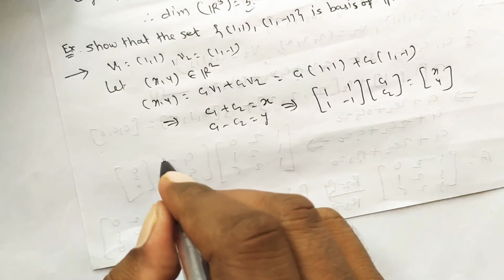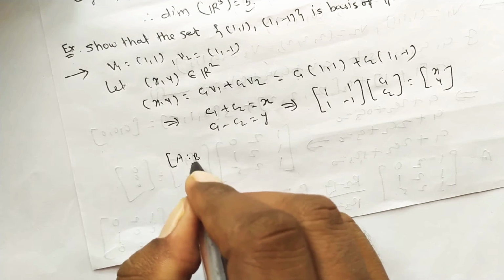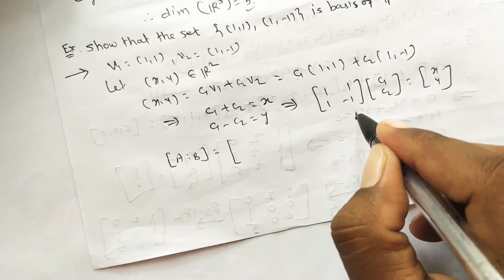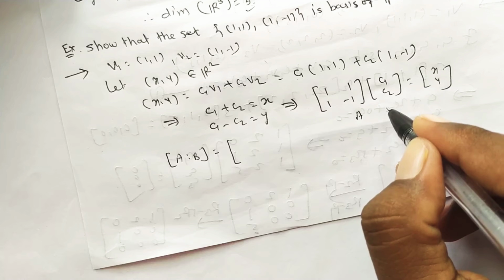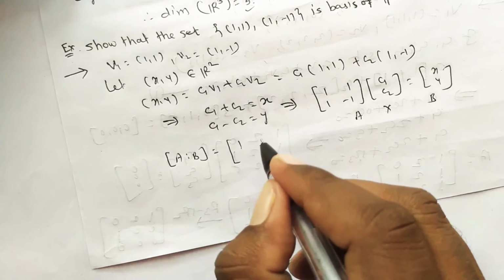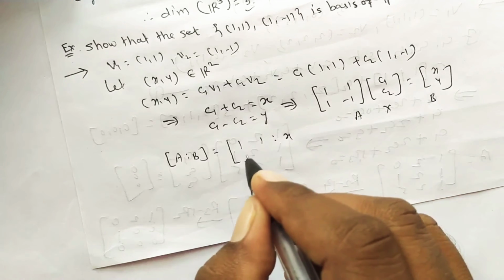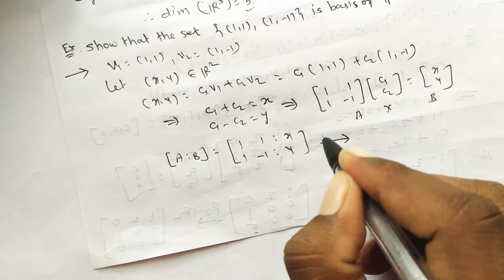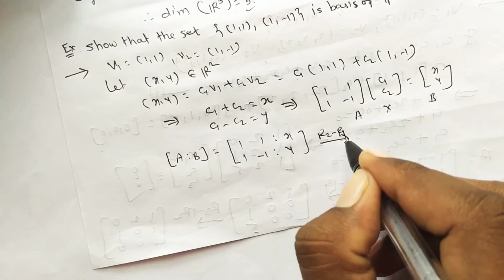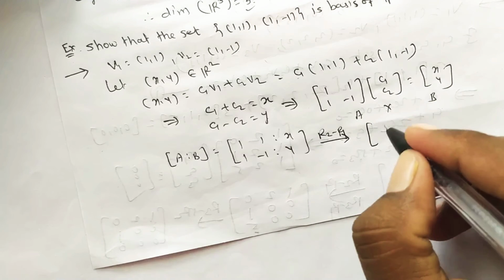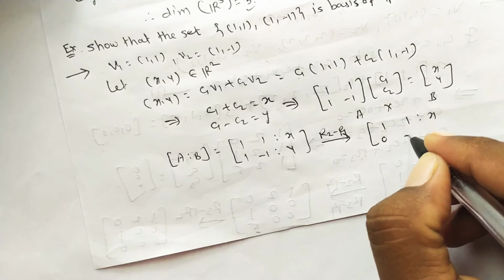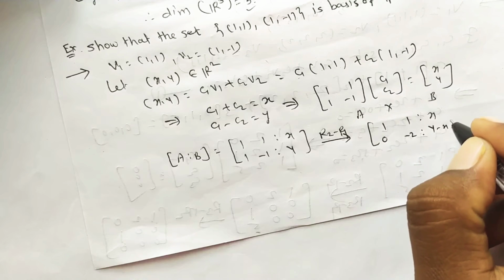Now if we write the augmented matrix AB, where this is A, this is the X matrix and this is the B matrix, the AB matrix is the joining of A and B, that is [1 1 | x] and [1 -1 | y]. If we reduce this matrix to canonical form, we use the operation R2 minus R1. Then we get [1 1 | x], and 1 minus 1 is 0, minus 1 minus 1 is minus 2, and y minus x.